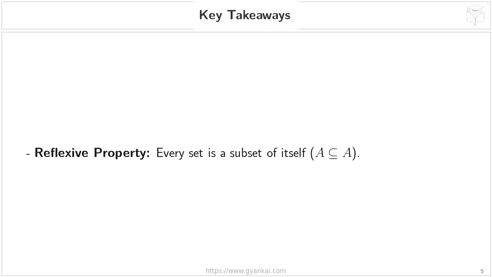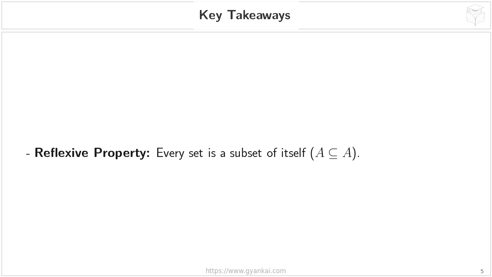Key takeaways. Let's recap the key properties of subsets we've covered. This slide serves as a nice summary, so pay close attention. These are concepts you'll definitely use as we move into more complex set theory ideas. First, we have the reflexive property. This states that every set is a subset of itself. Now, I know that sounds a little odd at first, but think about what a subset means. A set is a collection of elements, right?